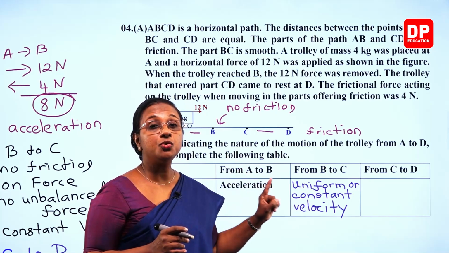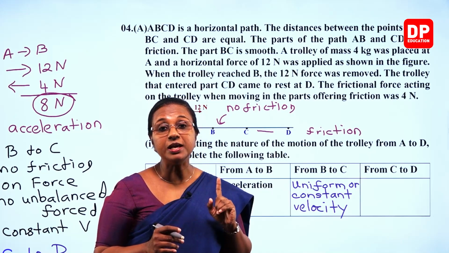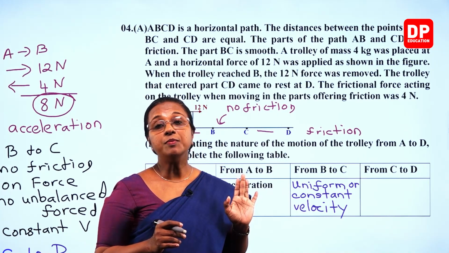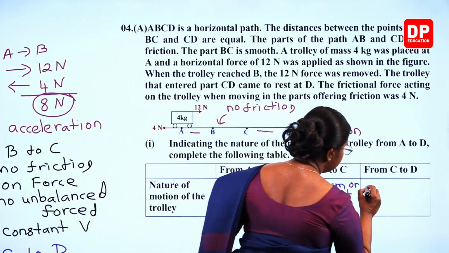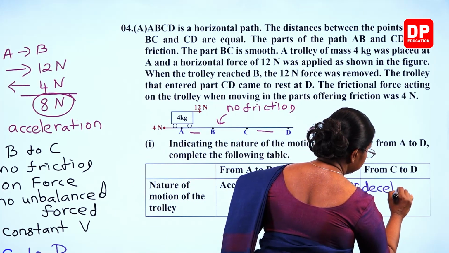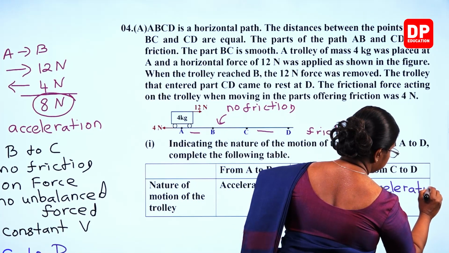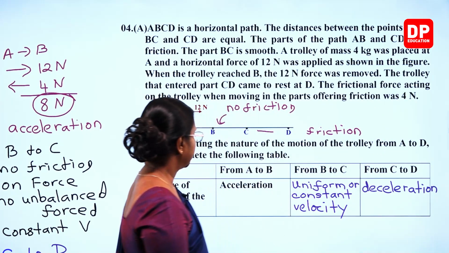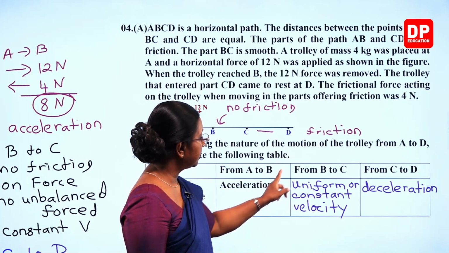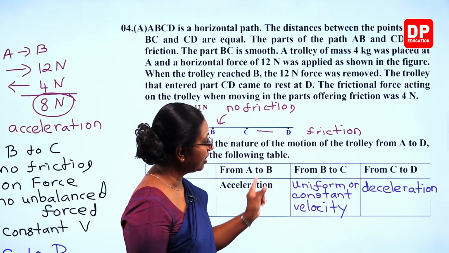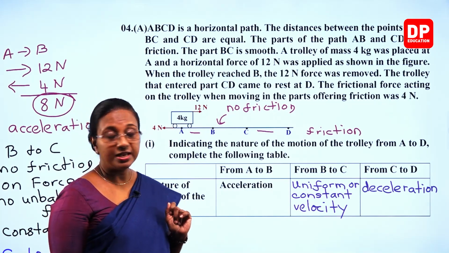Why? There is no unbalanced force. So according to Newton's first law, it has to be uniform velocity. So you have to say that. Then here this is deceleration. Is that clear, students? Deceleration. So A to B acceleration, B to C uniform or constant velocity, C to D deceleration. With that, I'll move on to the next part.